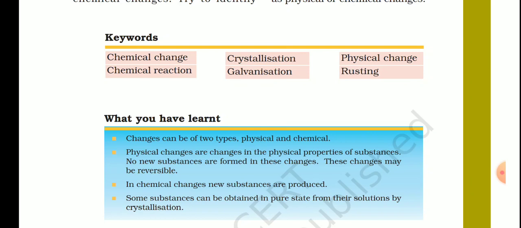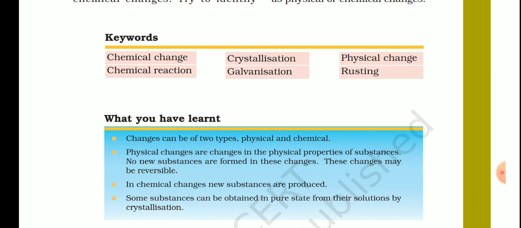Next point, physical changes are the changes in physical properties of a substance. No new substance is formed in these changes. These changes may be reversible, means they are not permanent, they are temporary. In chemical changes, new substances are produced, new substances are formed. Some substances can be obtained in pure state from their solution by crystallization.